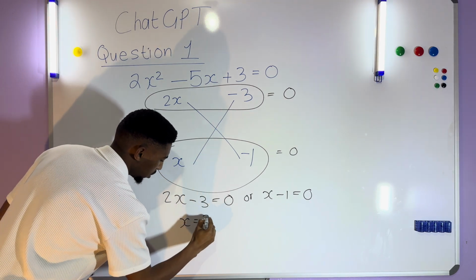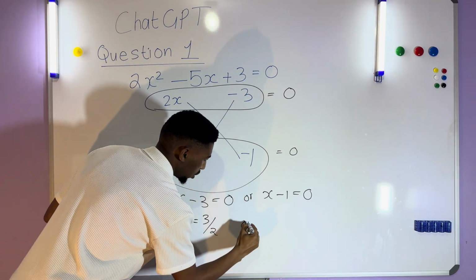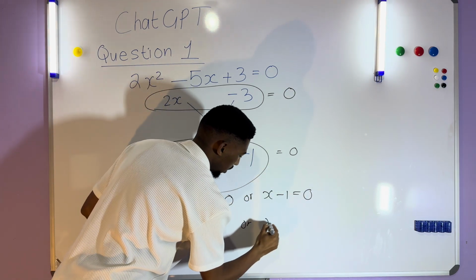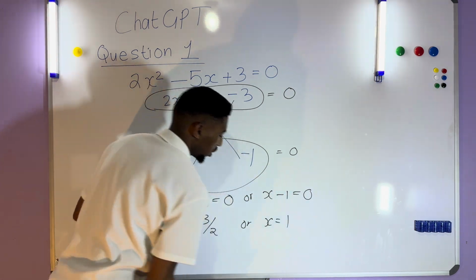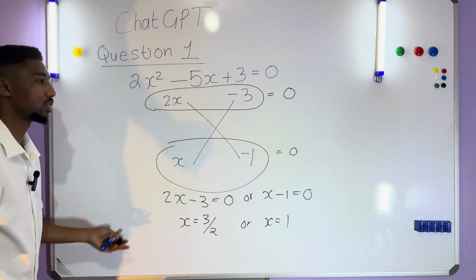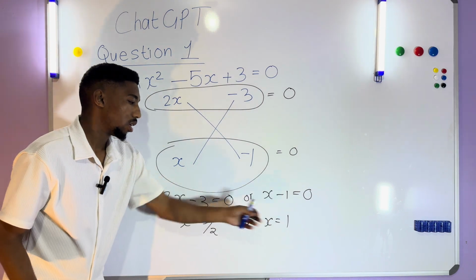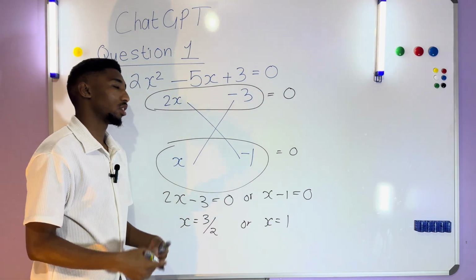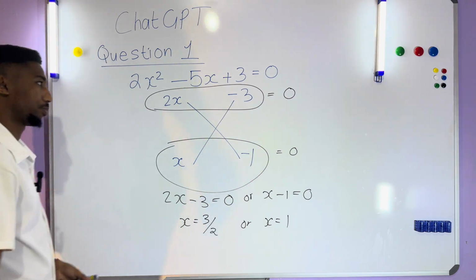We get x equals 3 over 2, or we take the 1 over and we get x is equal to positive 1. As you can see, both answers are the same as the quadratic formula.